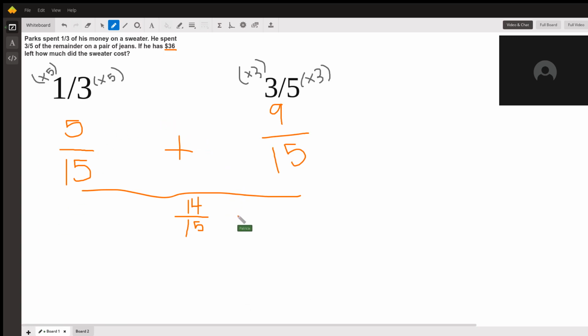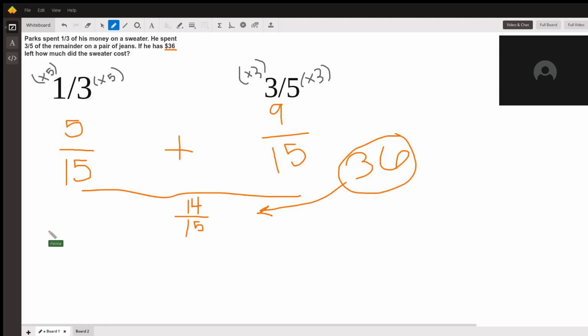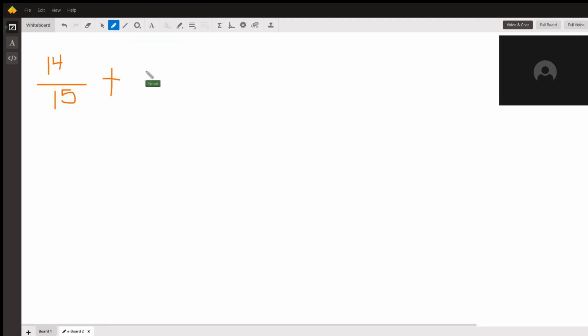So now we have 36, right? That's how much we have left over. And we want to add that to 14 15ths, yes? So now we go over here to board number 2, and we're going to do 14 15ths plus what, 36? Yes, 36. And 36 was how much he had left over.